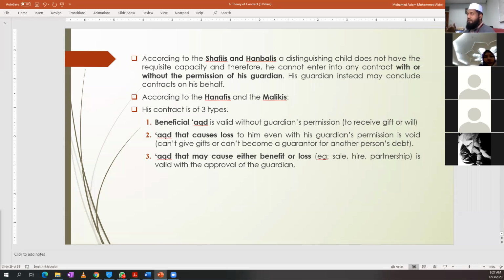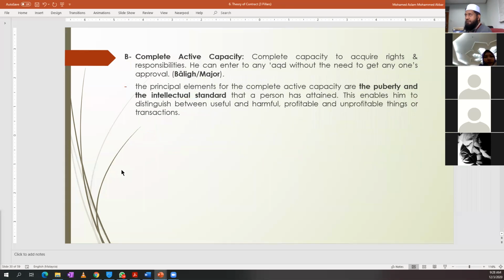So three things: the beneficial akad, then number two, the transaction that causes loss. Then number three, the transaction that may cause either benefit or loss, which we call PLS, profit loss sharing. So these are the three classifications of contract for the Sabi al-Mumayyiz.